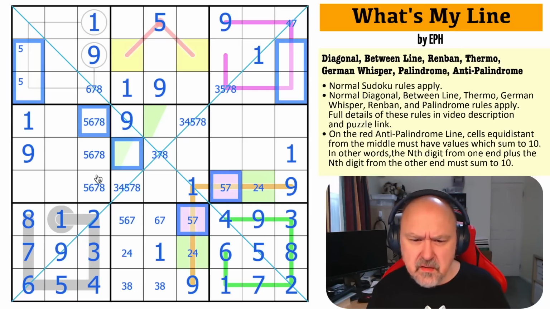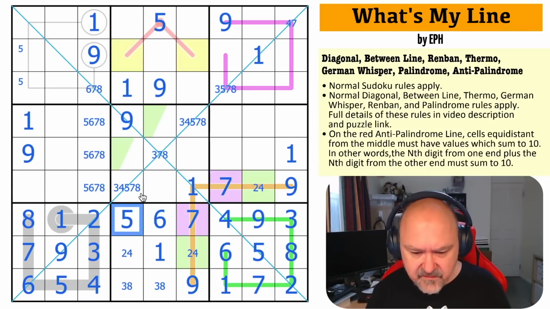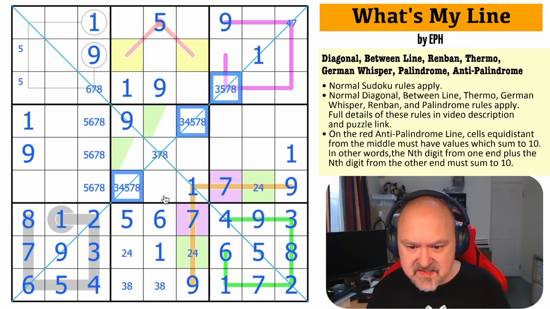Wait a minute. No, that doesn't work. If these are 5, where do I put 5 on this diagonal? Where does 5 go on the positive diagonal? I couldn't put 5 there because it sees that one. These are both 7, which means this is 6 and this is 5. These are now not 7. That's not 5.